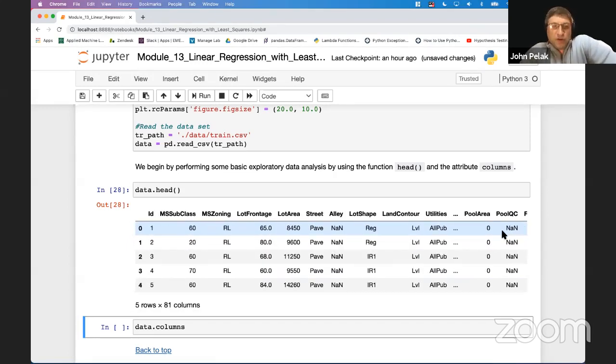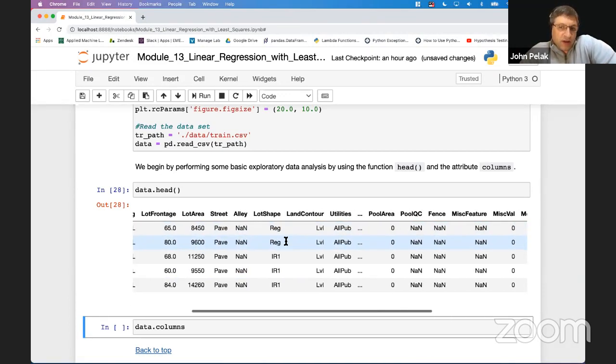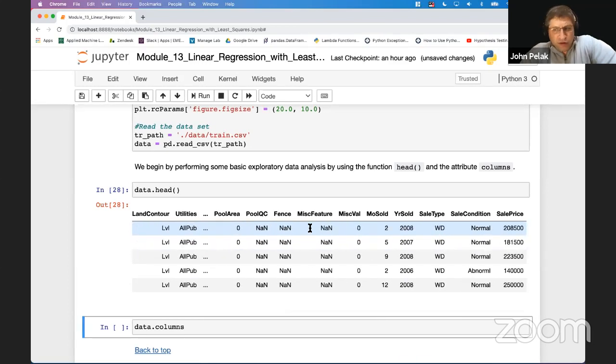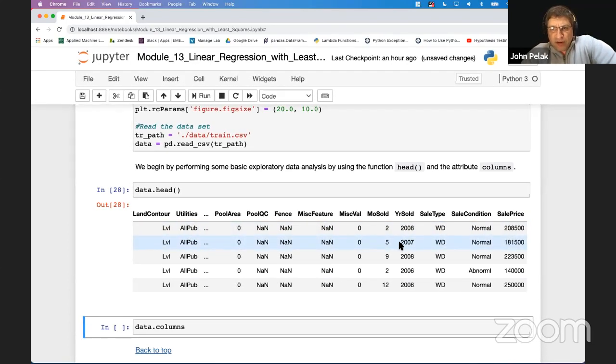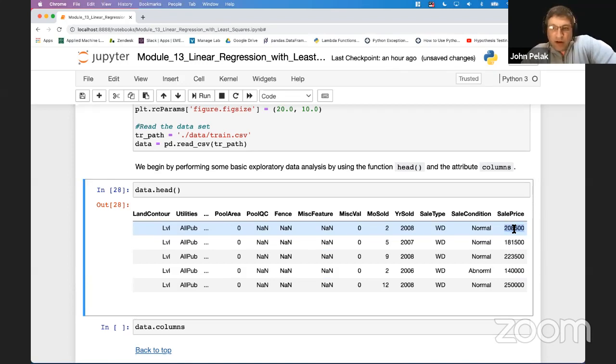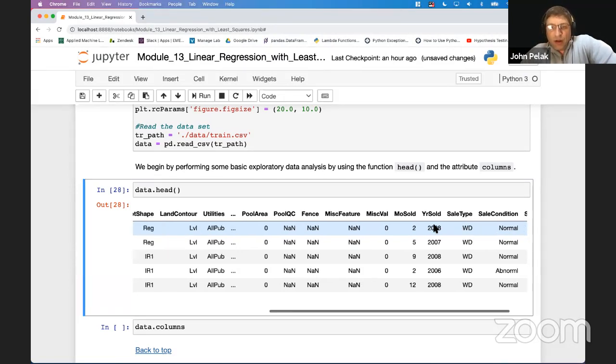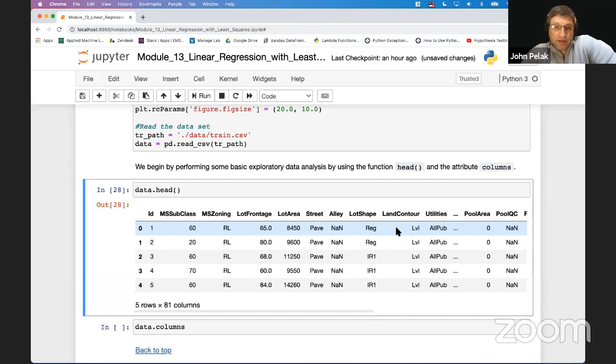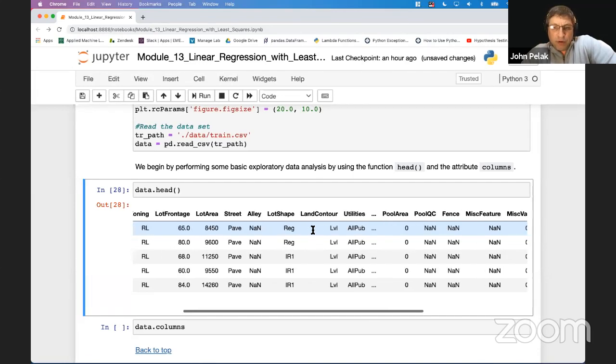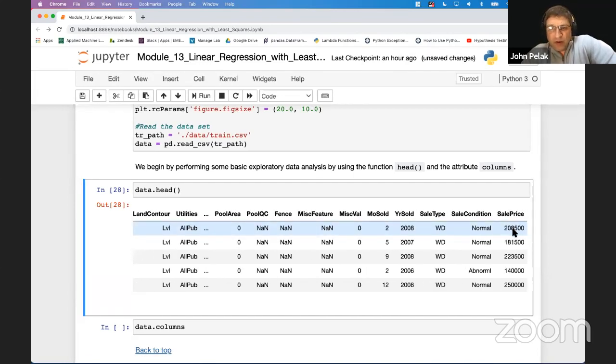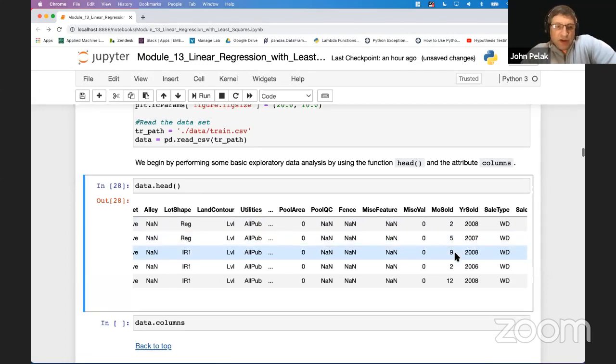Remember, we're doing supervised learning. Supervised learning means that we have a set of input features or variables or dimensions that predict our label value, and we have a labeled value called the sale price. So what we want to do is learn some function that takes all or some of these columns and then produces that sale price value. And that's the notion of it.